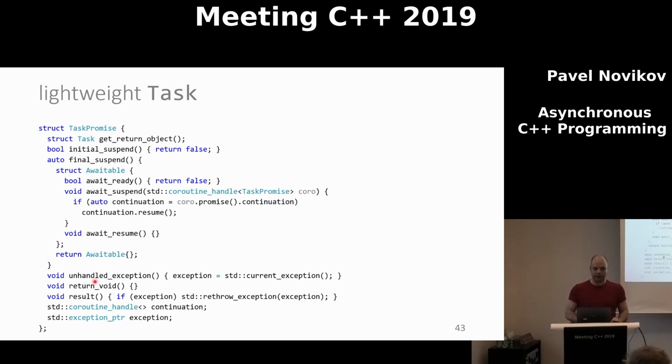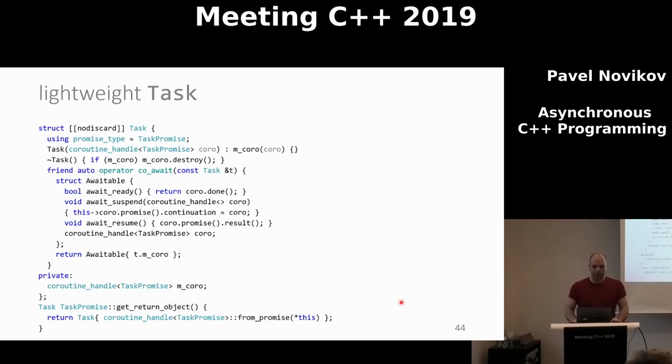We have to implement unhandled exception, which is called when an exception happens inside our coroutine. In this example, we have return void. Otherwise, if we return not void but some type, for example a string, we have to implement the return result function. Yeah, that's basically it. So next we have our actual task.